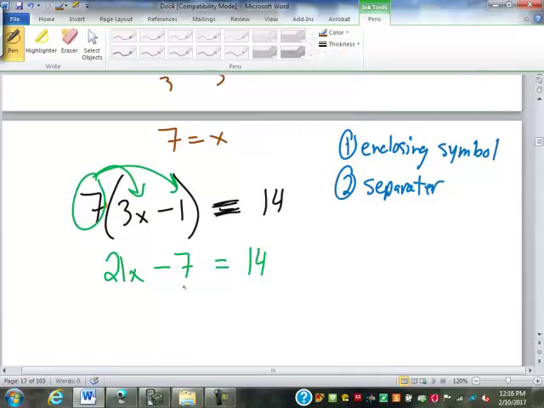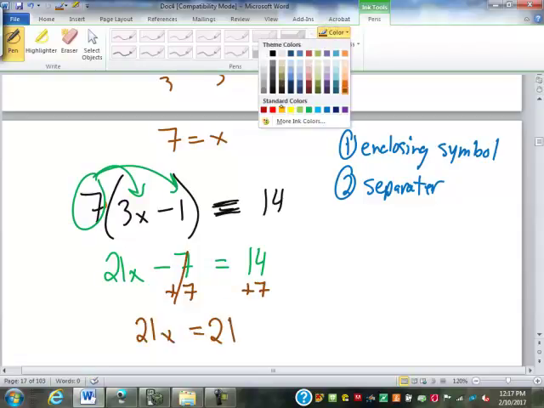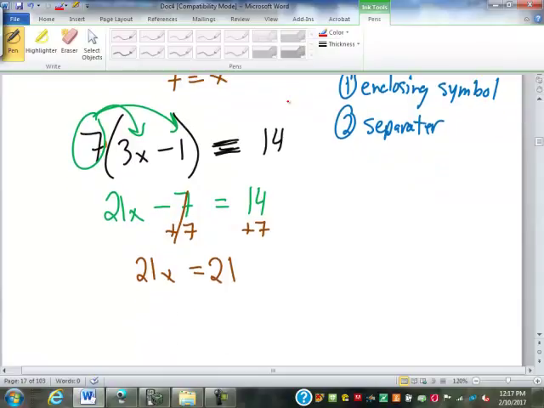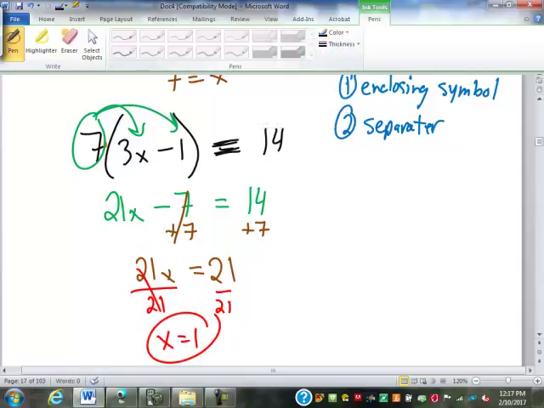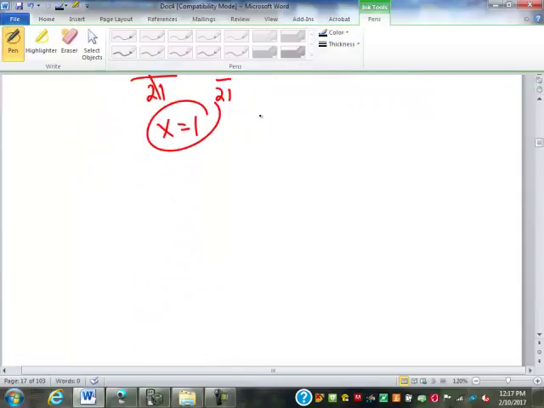And now we can solve this. What are we going to do? Add 7. So 21x equals 21, and then divide by 21. X equals 1. And at this point, I'm going to assume you guys can plug it back in to verify that's the correct answer. Well, let's have a little fun with these.